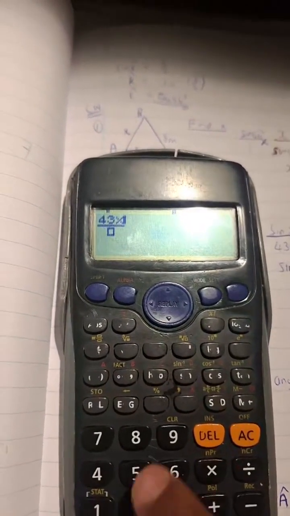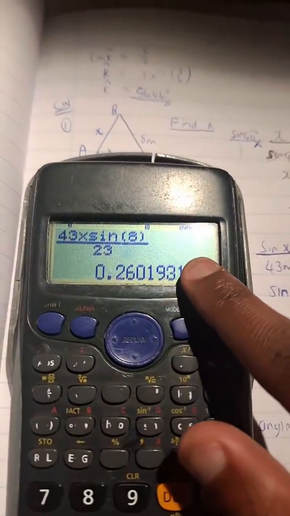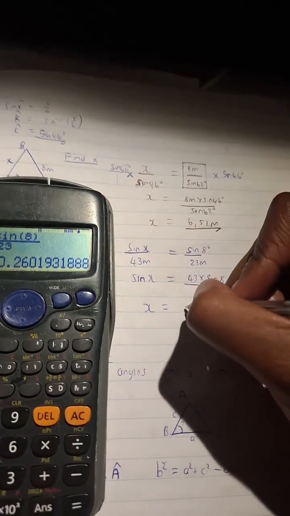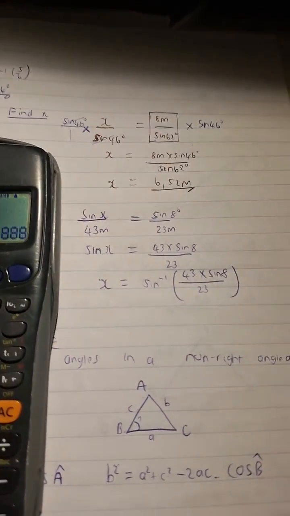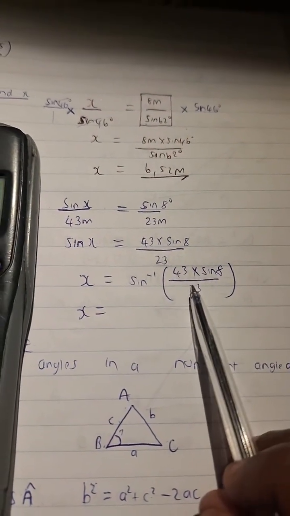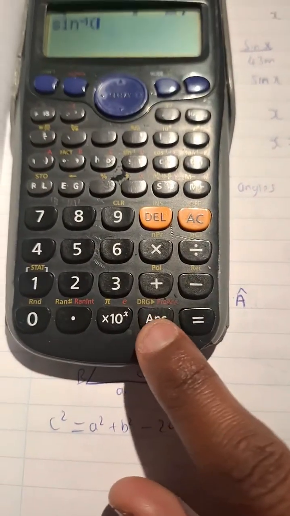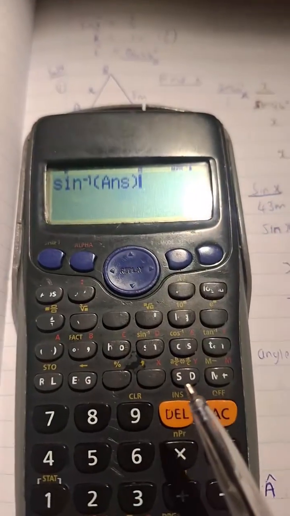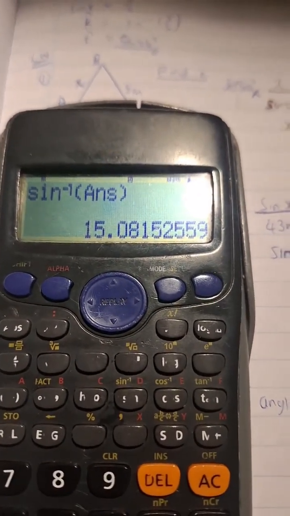So let's put in our calculator, 43 times sine of 8. We close the brackets, we divide by 23, we get that value here. All right. Now, it's easier to just say x is equal to sine inverse of all of that. Makes life so easy. So x is equal to, please take note, guys, now obviously this is my answer. So I'm going to say shift, then sine, and then I'm going to click this answer, because the answer that I just got, I want to actually find arc sine of that answer. Then say equal. Do you see what I get there? 15,08.